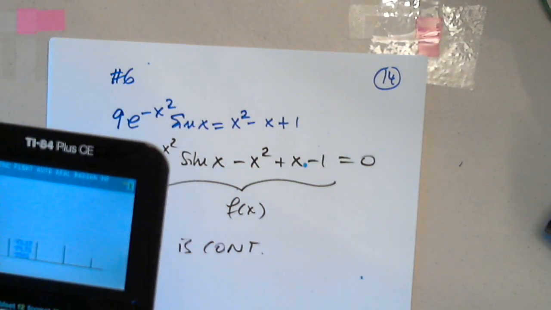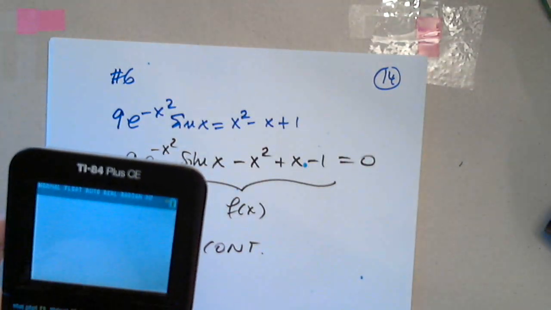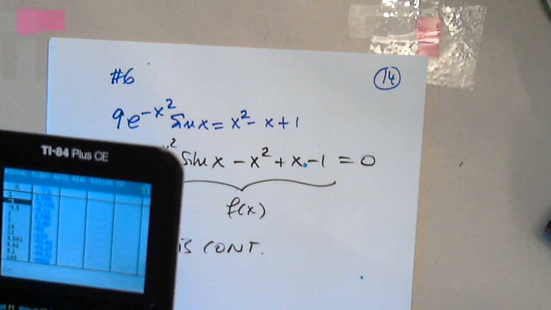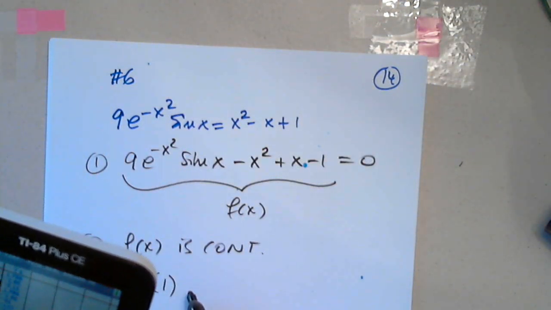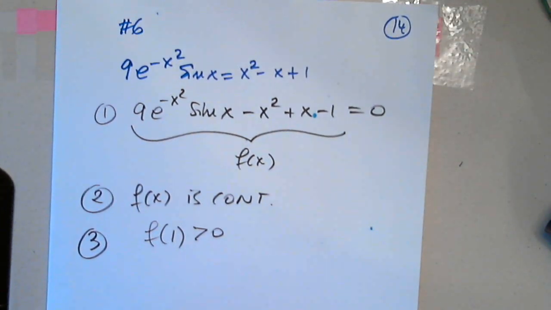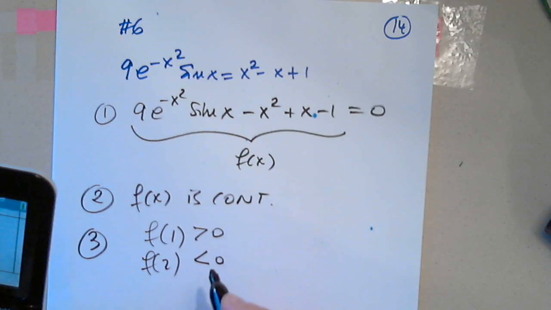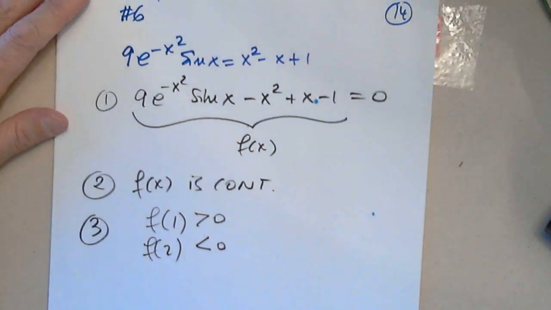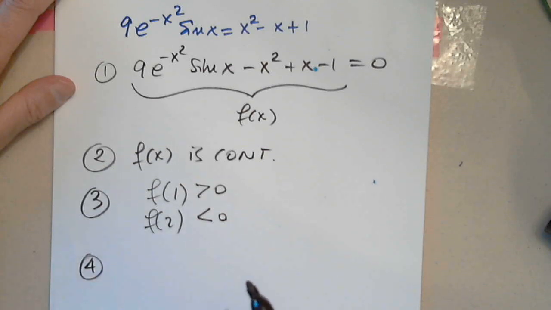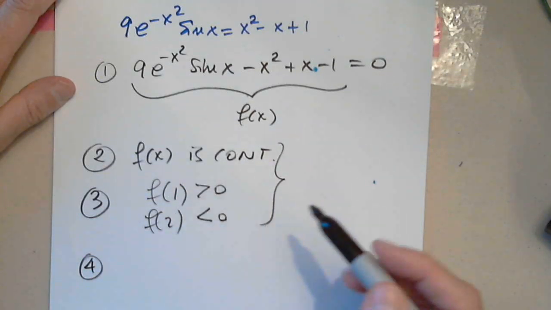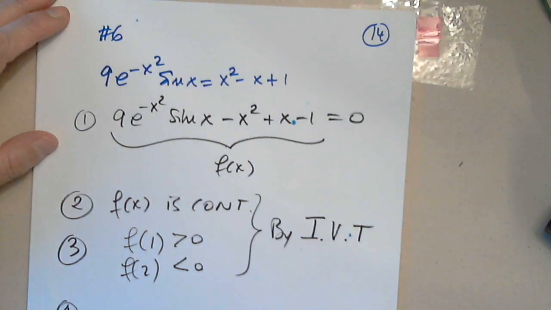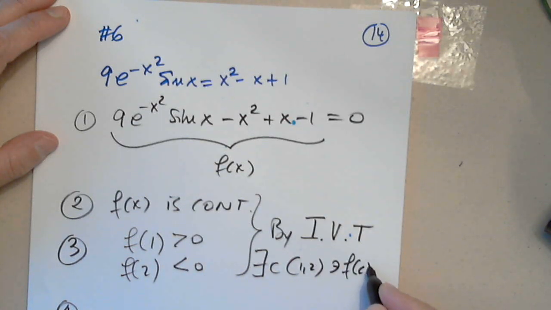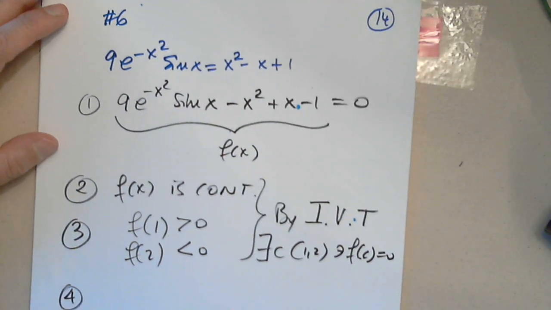So plug in 1, and then plug in 2. That's good enough. So f of 1, you don't need to copy it. It's the number. And f of 2 is less than 0. That's all I needed. So in step number 4, we will say, first of all, here for 2 and 3, by the intermediate value theorem, there exists a c in the open interval 1, 2 such that f of c is 0, and that's what we are trying to find.